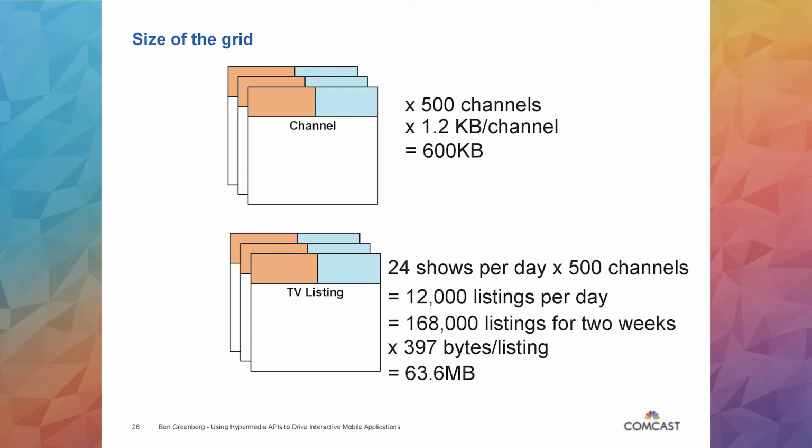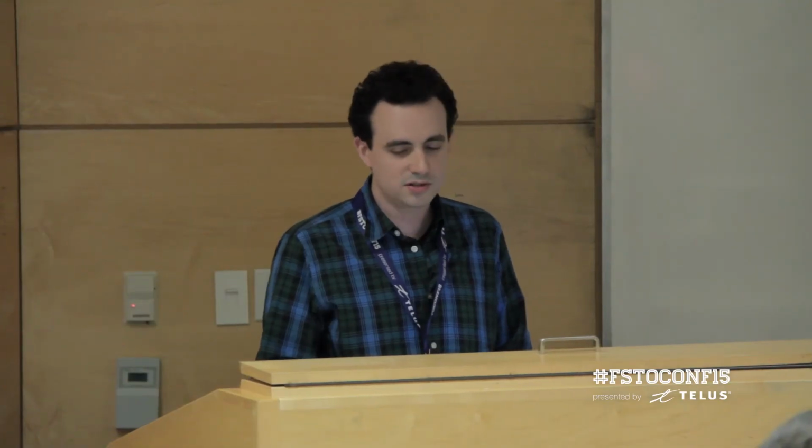And then when we actually get to the listing data, we can say conservatively, there's 25 shows per day on each channel. At 500 channels, that's 12,000 listings per day. The product requirement here is that we would need to show 2 weeks worth of data in that grid starting out. So that's 168,000 listings for 2 weeks. This data is small. It's only 397 bytes per listing, but that still gets us 63 megs of listing data, which is not feasible to push down in one shot to the client, right? I mean, that's uncompressed, but even so, it's just way too much.